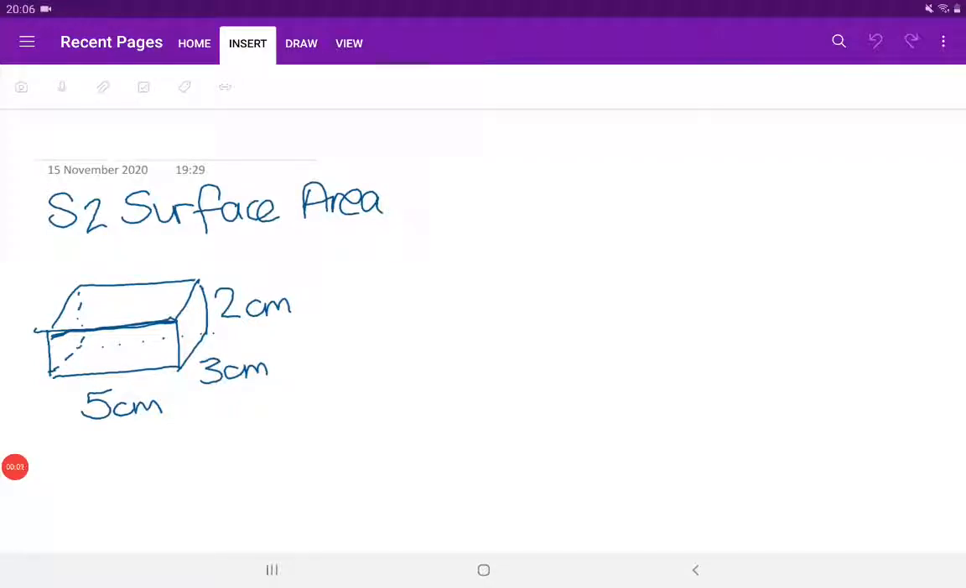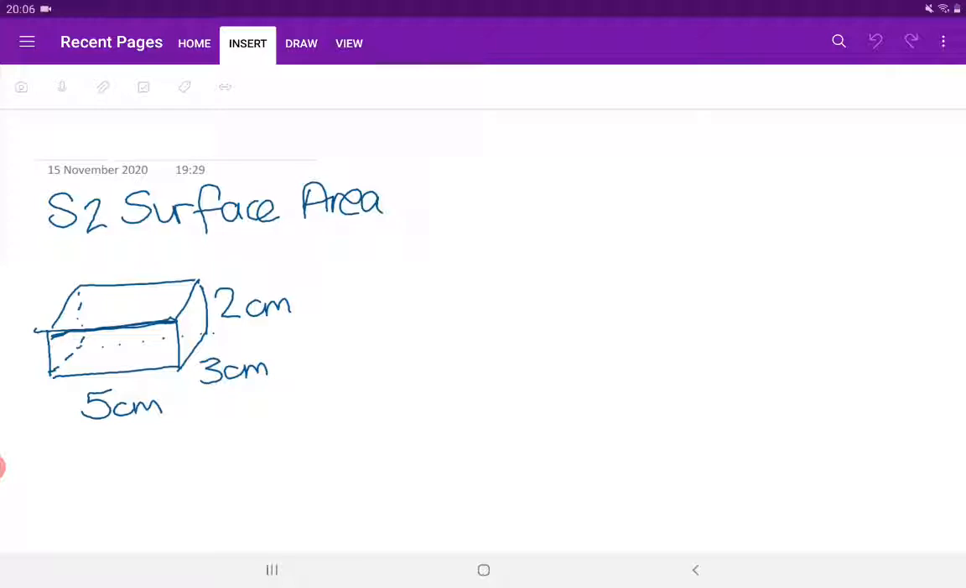Okay folks, final thing we're going to look at is a little bit of surface area. Now again, this is something that we've been working on in class a little bit, some of us, but something that probably needs a little bit more revision, and that's why we're choosing to go over it again this week, both in school and at home.